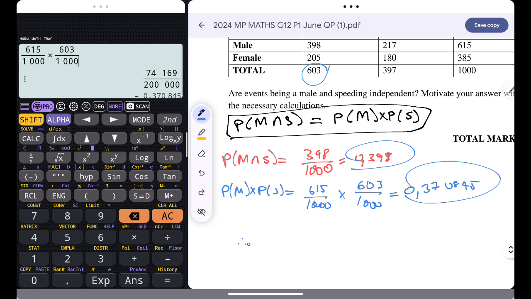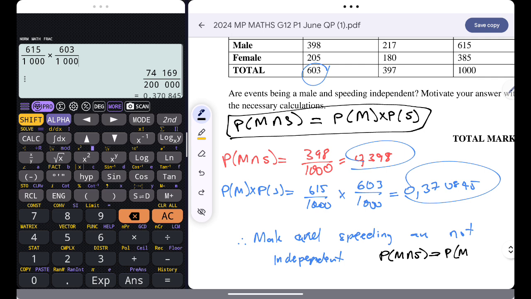So therefore being male and speeding are not independent, and being male and exceeding the speed limit are not independent. They are not independent. Why are they not independent? Because the probability of being male and speeding is not equal to the probability of being male times the probability of exceeding the speed limit.